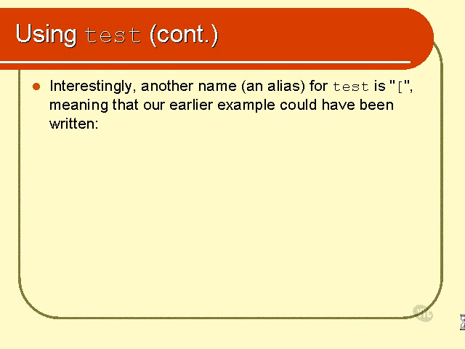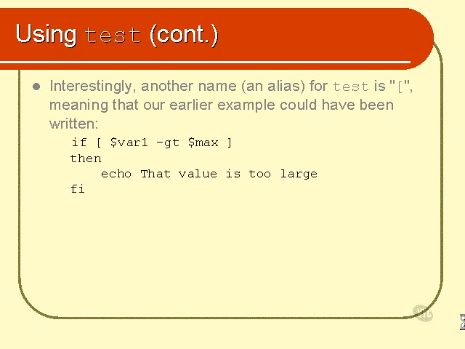Now why would they do such a thing? Well, let's have a look. It means that our earlier example could have been written like this. Now, just test to see whether one variable is greater than the maximum. So we use the open square bracket instead of the word test. Now notice that there is a close square bracket there on the end of the line.